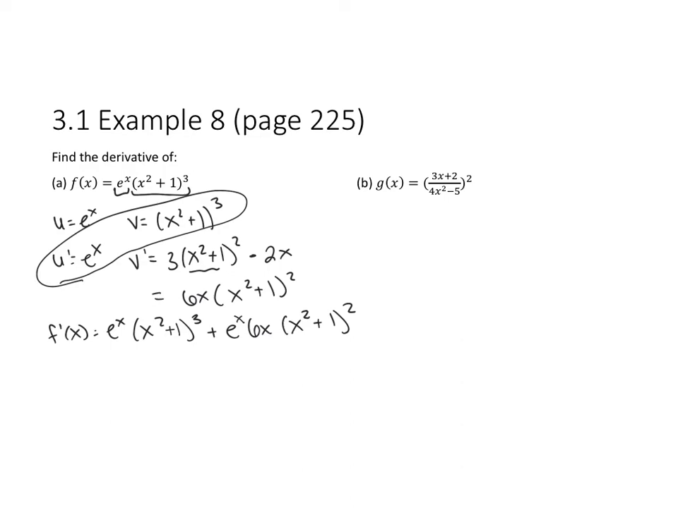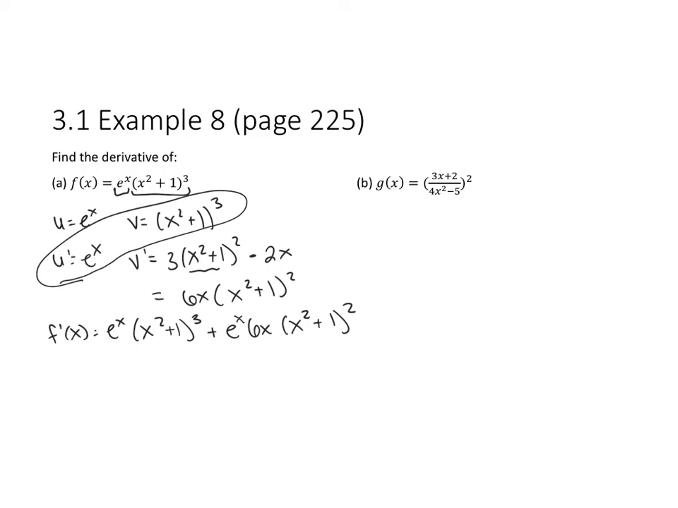There's lots of other ways you could write that. You could factor your e to the x out, and you can factor x squared plus 1 squared out of each, but I don't really think that's necessary. Just in case you see something like that, it will help you to be able to simplify it two different ways. All right, now let's take a look at part B.